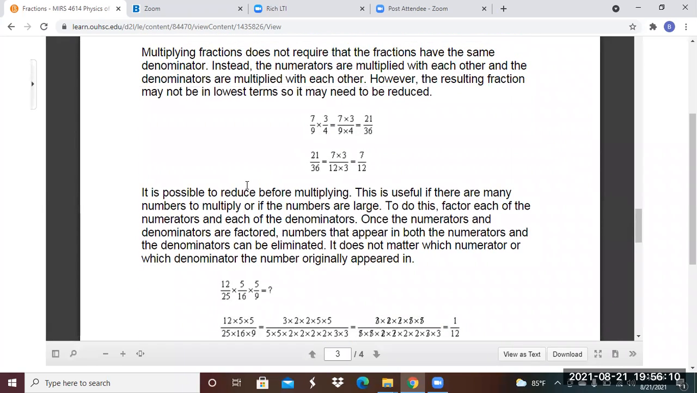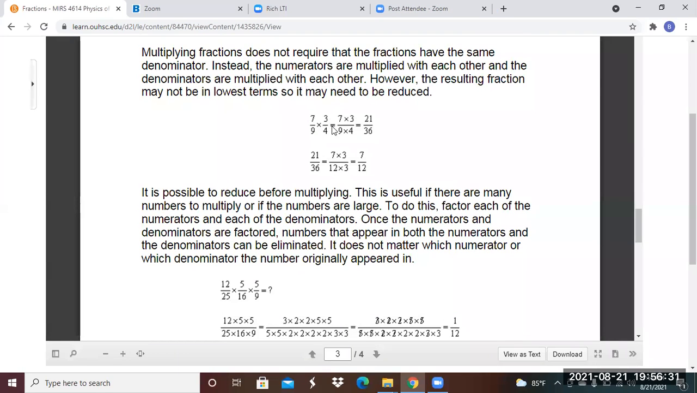Now, if you're multiplying fractions, it doesn't require that the fractions have the same denominator. So instead, the numerators are multiplied and the denominators are multiplied. But again, your result may not be in lowest terms, so you would have to go through and check to see if there's anything in common with both the numerator and the denominator.